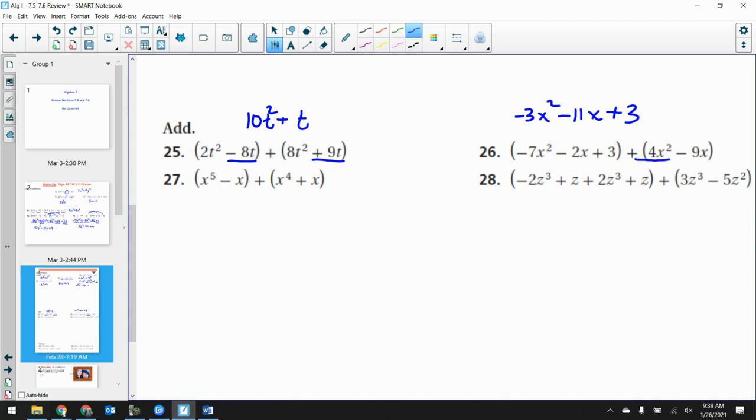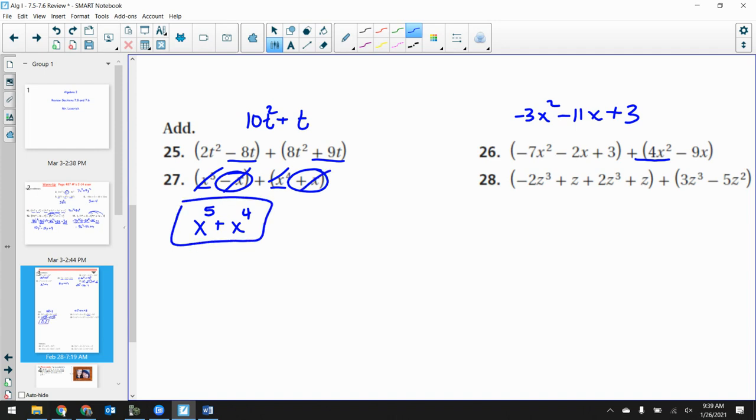Number 27, Gabby Taylor. You don't combine those. X to the 5th plus x to the 4th. They've got different exponents, you can't combine them. And then what happens with these? They cancel those out. So really, we're just left with that.